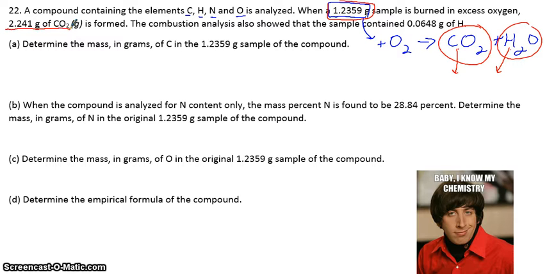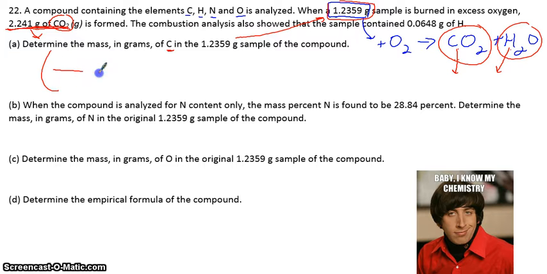The first thing they ask us in part A is how much carbon is in this original compound. Well, the way we're going to find out is all the carbon from the original compound went into CO2 based on this combustion analysis. So if we can pull the carbon out of this CO2, we'll know how much carbon. And this is easily done since the percent of carbon in CO2 is a set number.